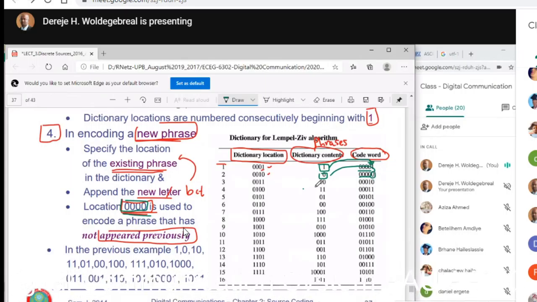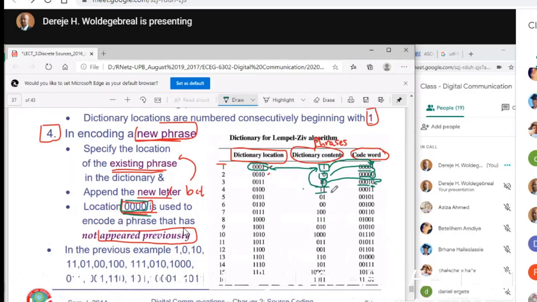Okay, then we move to 10. What is 10? 10 is a new phrase. Of course, 10 differs from an existing phrase 1 in its last bit position only. So what is the dictionary location of the existing phrase? The dictionary location of the existing phrase is 0001. So a new code word would take the location of the existing phrase, which is 0001, and then you append the difference.